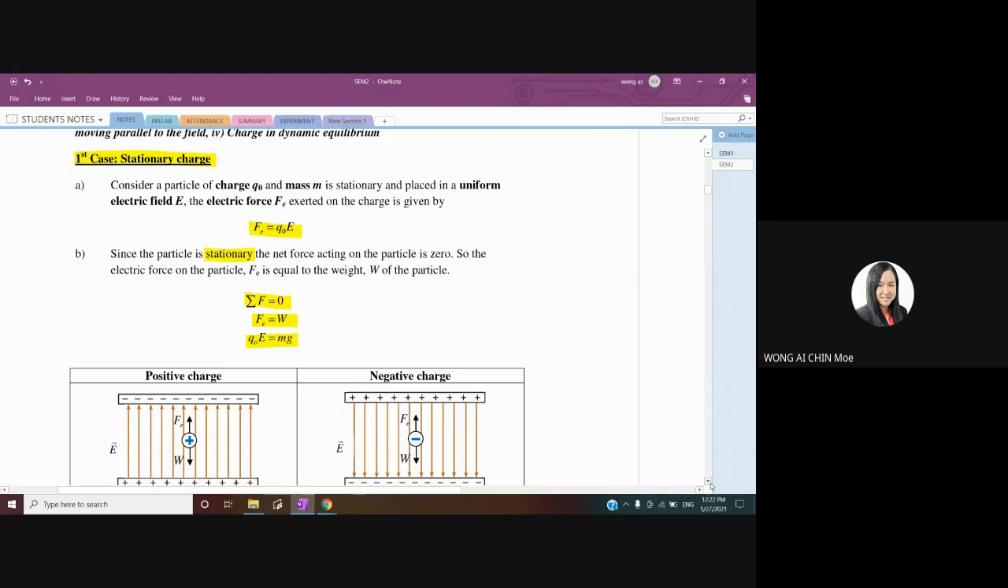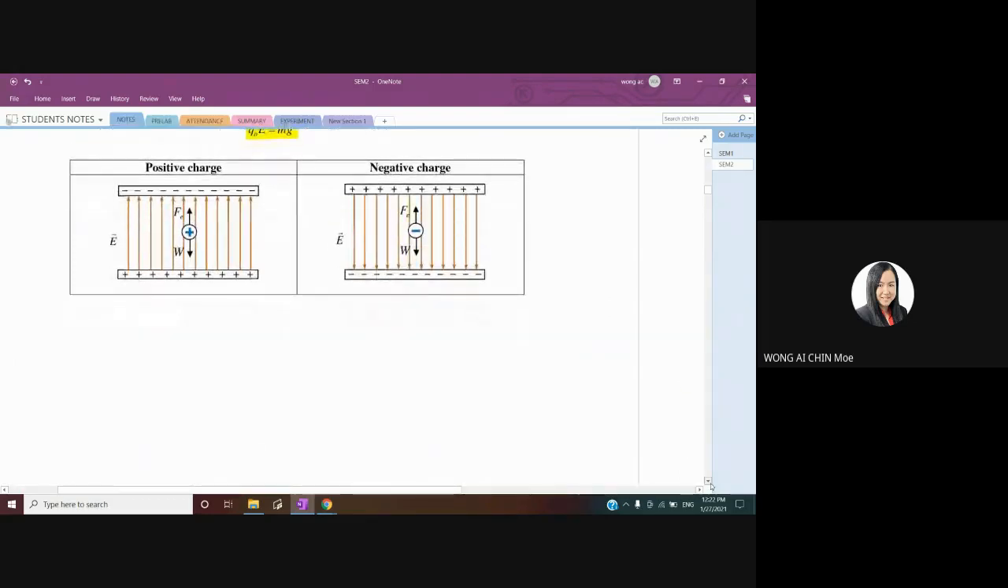So we look at these two examples. As I mentioned, it may be a positive charge or a negative charge, depending on the question. If this is a positive charge, of course this positive charge will be attracted upward to the negative plate, because positive will attract to the negative plate. And our weight is always acting downward. So when we say F net equals to 0, the attractive force acting upward equals the weight acting downward.